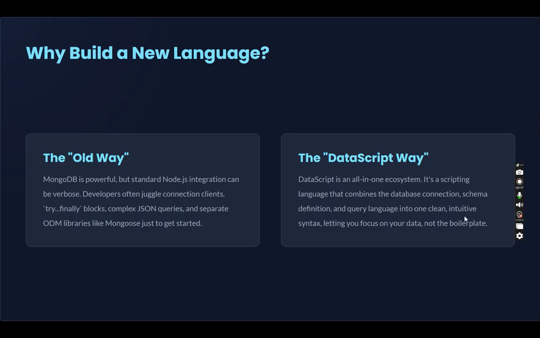So why build a new language? The old way: MongoDB is powerful, but standard Node.js integration can be verbose, and developers often juggle connection clients, try-finally blocks, complex JSON queries, and separate ODM libraries like Mongoose just to get started. Realizing this, and realizing the learning curve for new data scientists and people that want to learn database management, I created the DataScript way.